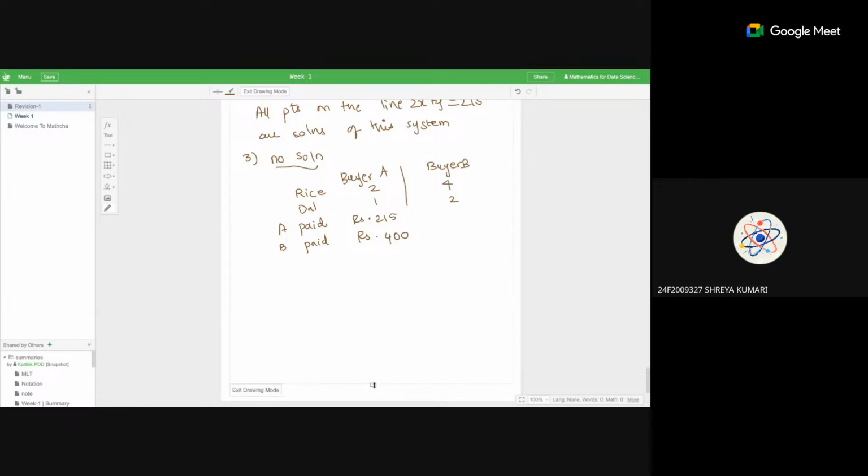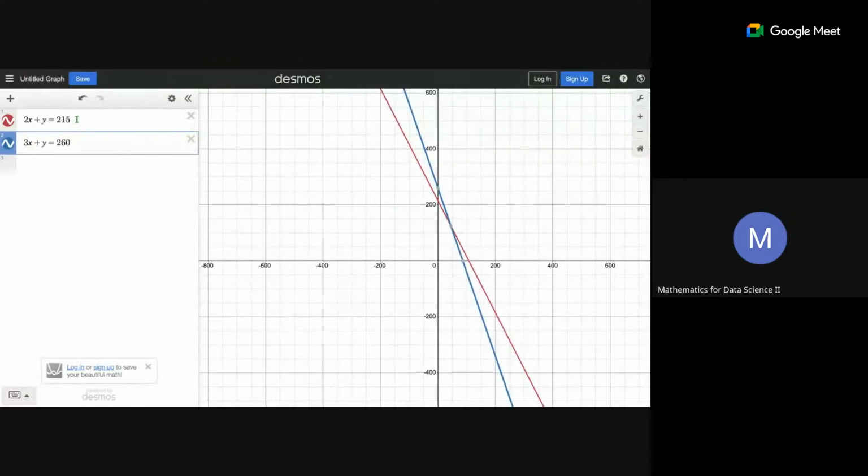2x plus y is equal to 215, and 4x plus 2y is equal to 400. Now, can you form any relation like you formed in the previous scenario? No, ma'am. No, right? So now let us look at the graph here. So you have 2x plus y is equal to 215 and 4x plus 2y is equal to 400. Both are parallel.